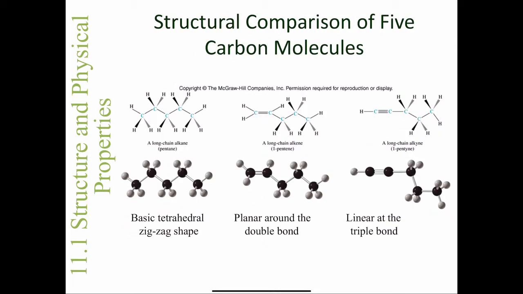This slide shows a structural comparison of 5 carbon molecules. We have a 5 carbon alkane, pentane, we have a 5 carbon alkene, 1-pentene, and we have a 5 carbon alkyne, 1-pentyne. It's important that you understand that in the alkane, pentane, each one of these carbons has a tetrahedral molecular geometry because they all have 4 bonds.